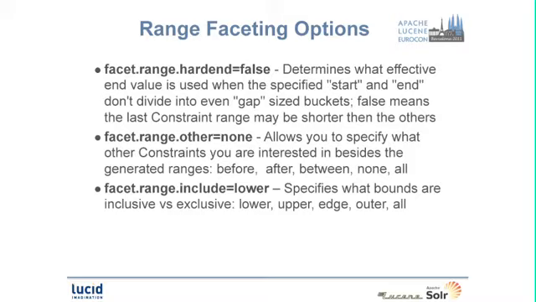Just some esoteric parameters that you might not know about, even if you do know Solr faceting. The hard end parameter tells you how to treat that last bucket. Because the endpoint may be here, and you may have gap, gap, gap, you may have a smaller bucket at the last endpoint. Hard end really says whether you should allow that smaller bucket or not.